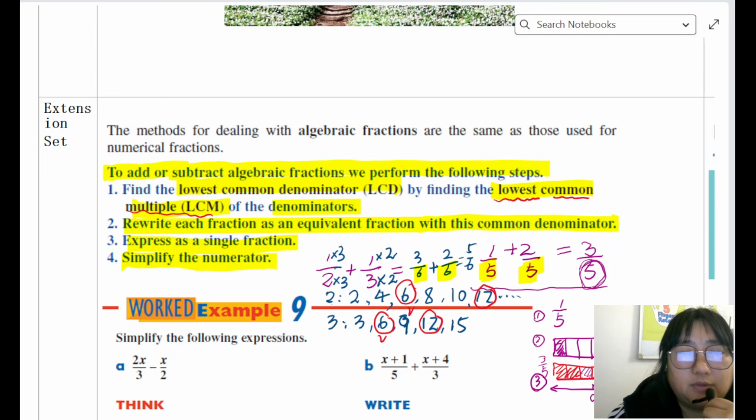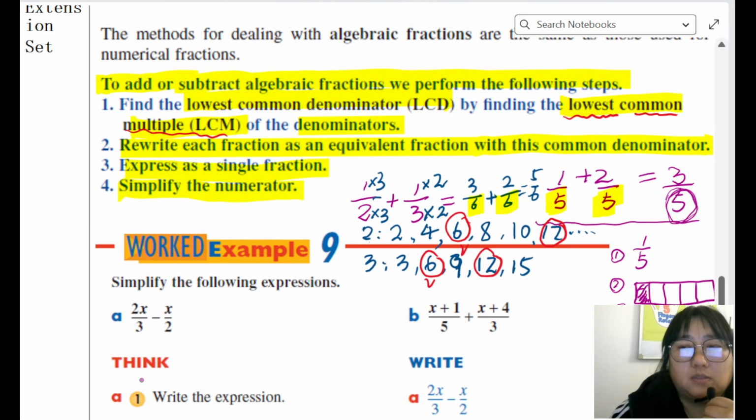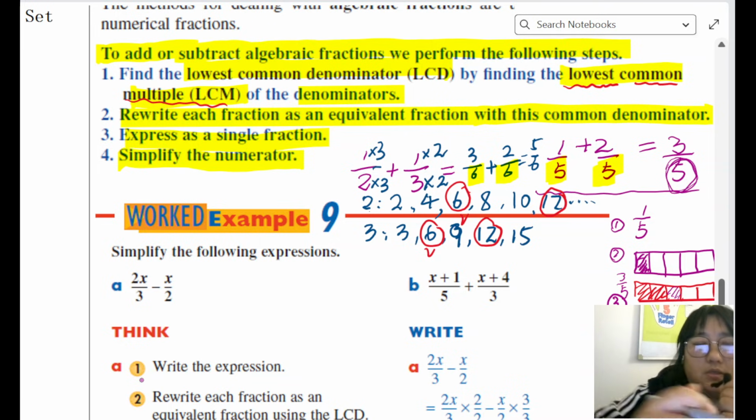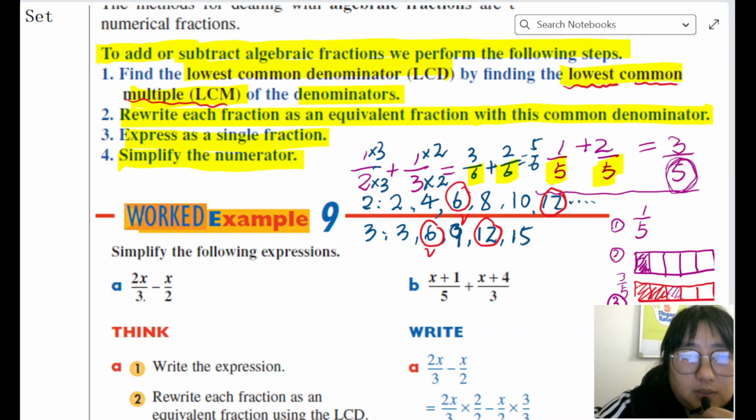Now we follow all these steps and look at example 9a. Here we have the same denominators, 3 and 2, so we can use the same way. I times this by 2 and the top by 2, and this one is times by 3 and the top by 3. Then I won't change the fraction value. So 2x times 2 equals 4x, and for the denominator 3 times 2 is 6. The second term is x times 3, so the numerator is 3x. Numbers always go first.